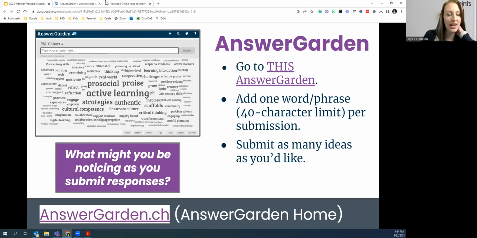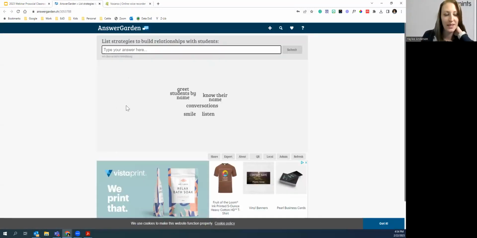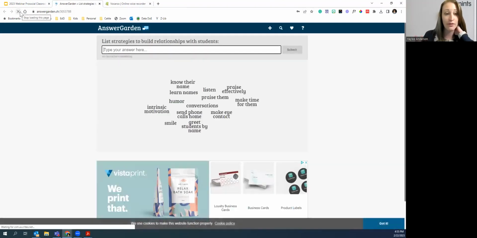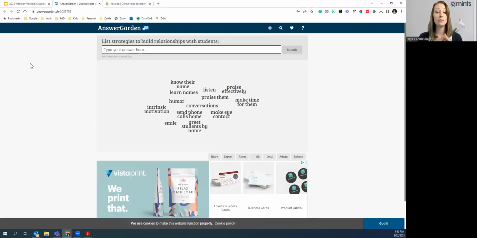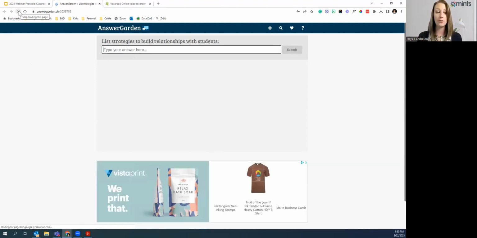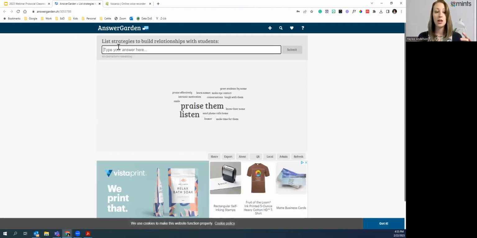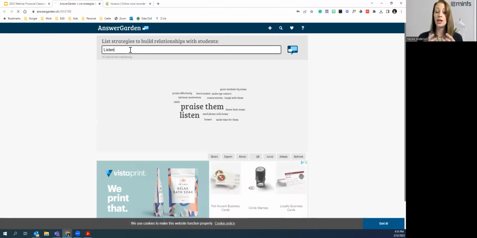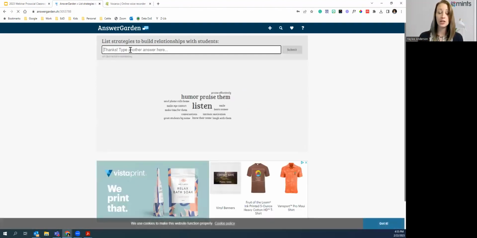And so Jen has that tab open, and you'll notice that every time she refreshes, you will see more submissions. And when a submission is submitted more than once, it will grow bigger. And if Jen had put any responses in this AnswerGarden, those would turn blue. So the blue ones are the ones that you have submitted to the AnswerGarden, and the bigger ones are the ideas that have been submitted more than once.